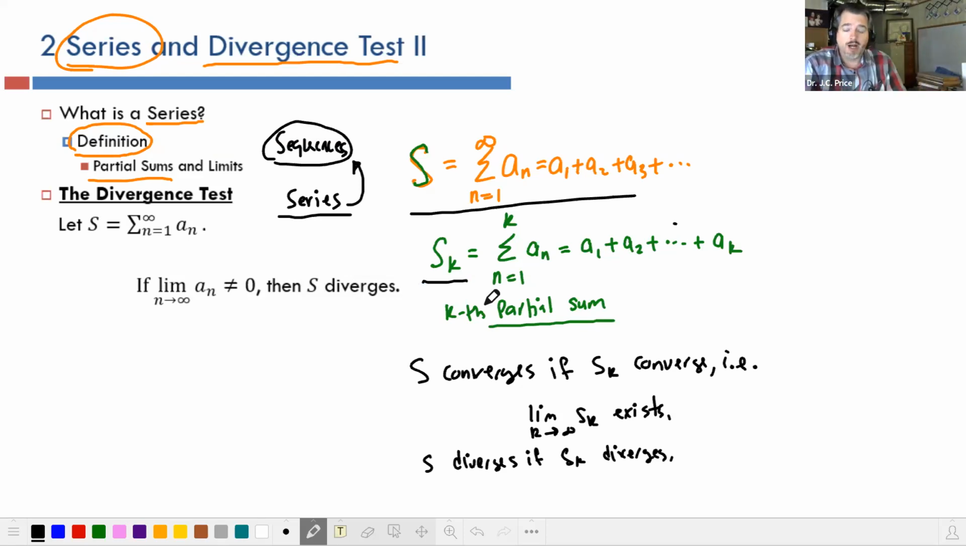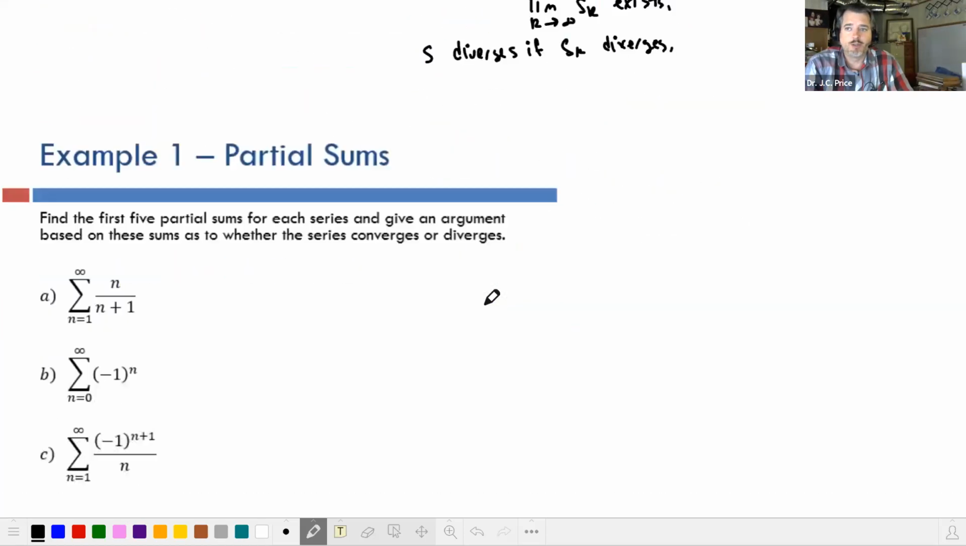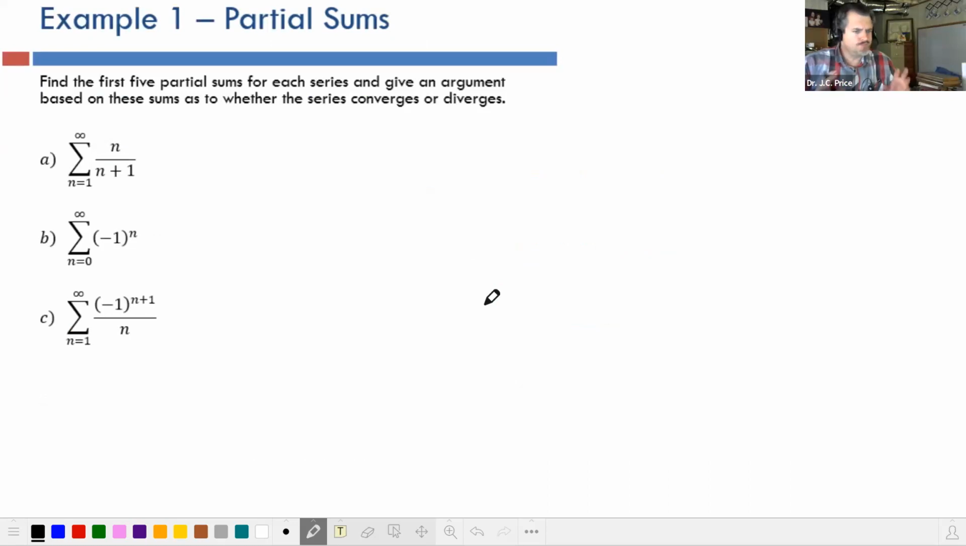So let's take a look at some examples, and we'll use this definition to help us determine if things converge or diverge. But a little bit of warning, it's really hard to use the definition to show something converges or diverges. That's why we'll have a bunch of tests that help us. What we want to do here is find the first 5 partial sums, just to practice finding partial sums of each of these series. And then we'll give an argument based on these sums as to whether the series converges or diverges.